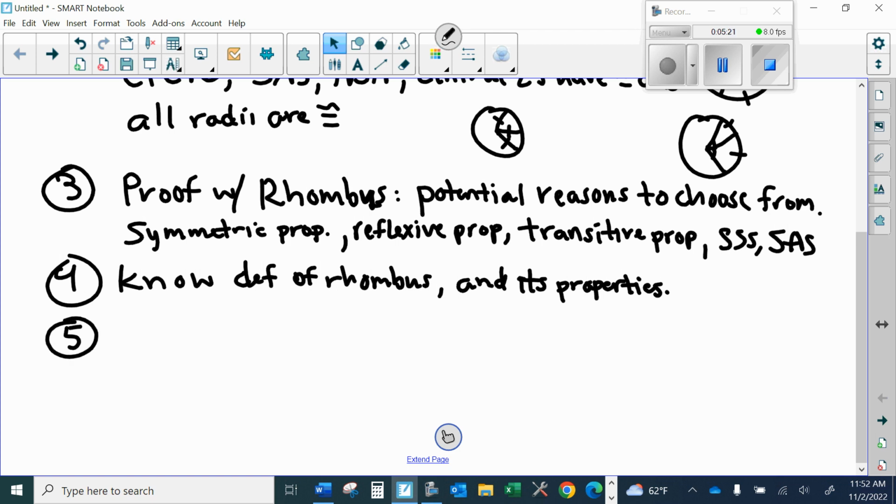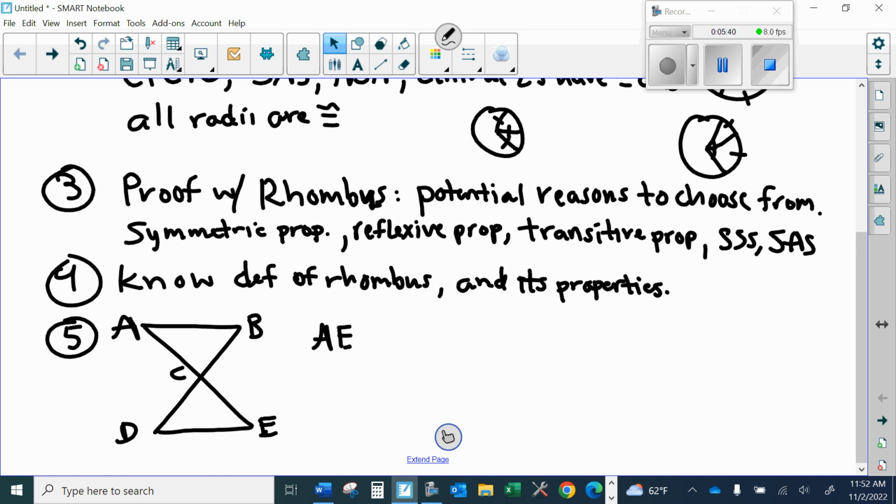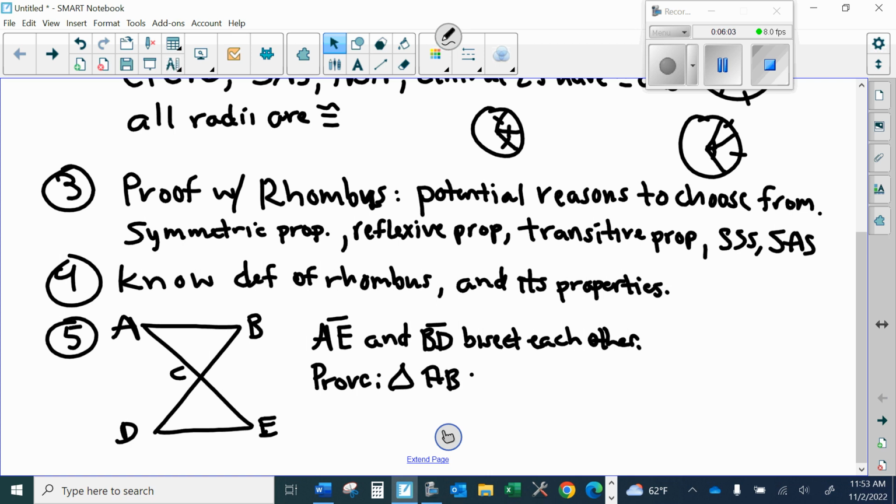Okay, 5. If I have two triangles like that, A, B, C, D, E, and if they tell me segment AE and segment BD bisect each other, prove triangle ABC is congruent to triangle EDC.